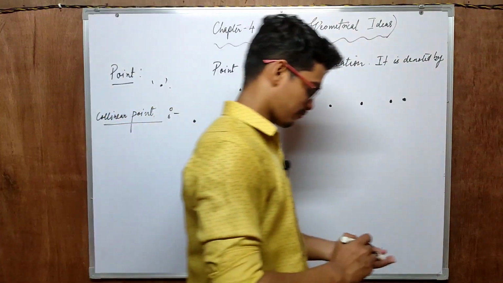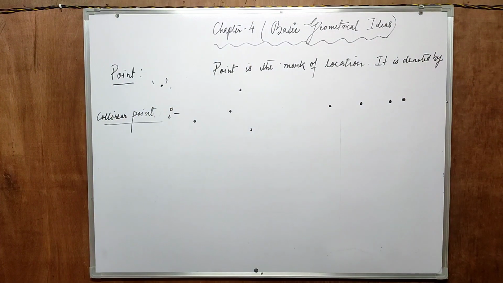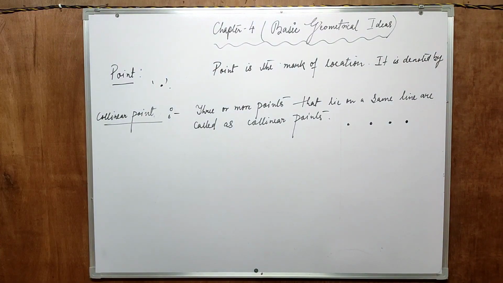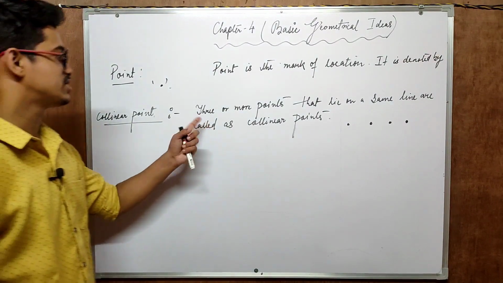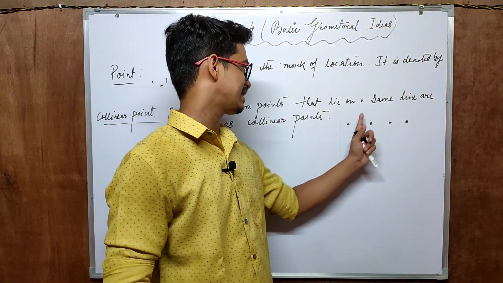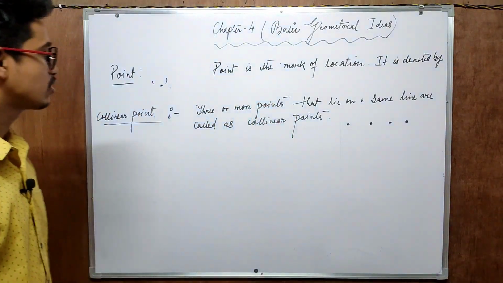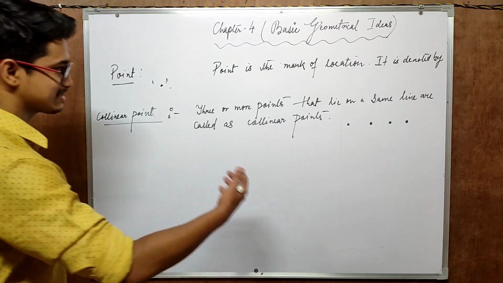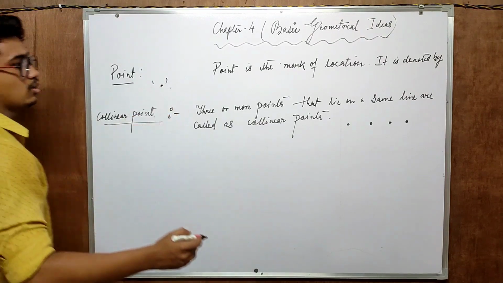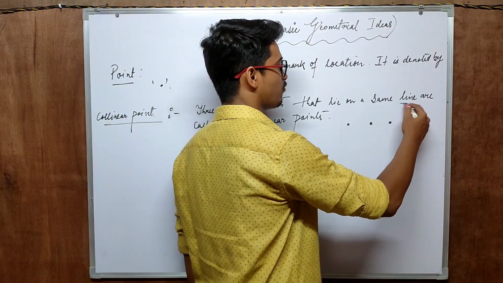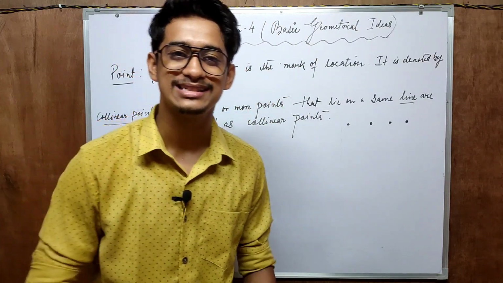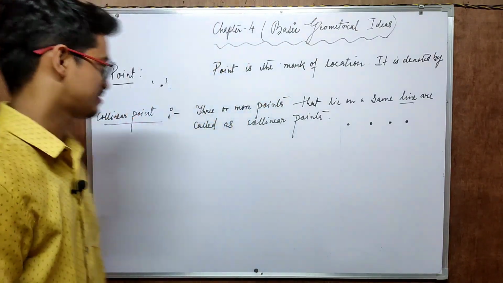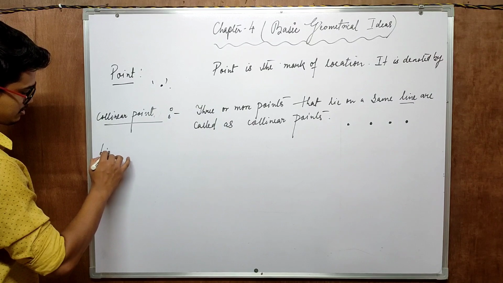So first of all, let's write down the definition of collinear points. This is the example of collinear points and this is the definition: three or more points that lie on the same line are called collinear points. Let's understand the next part, what exactly a line means, and before line, let's understand what a line segment means.